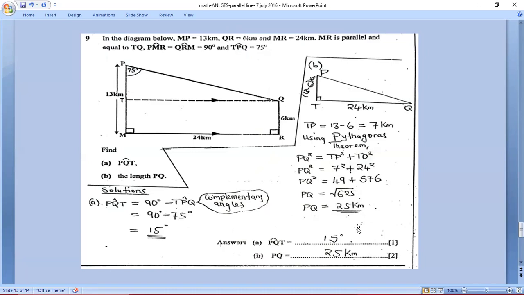I've come to the end of this question. Hope you've learned something. This is angles combined with Pythagoras theorem, which is a bit of mensuration as well.